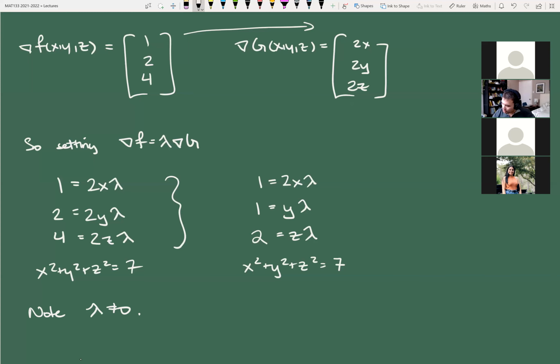Exactly. If lambda is 0, then this equation here is 1 is equal to 0. This is 1 is equal to 0. This is 2 equals 0. That's nonsense, right? That's not possible. Exactly. So lambda can't be 0. So in particular, I can divide by lambda.